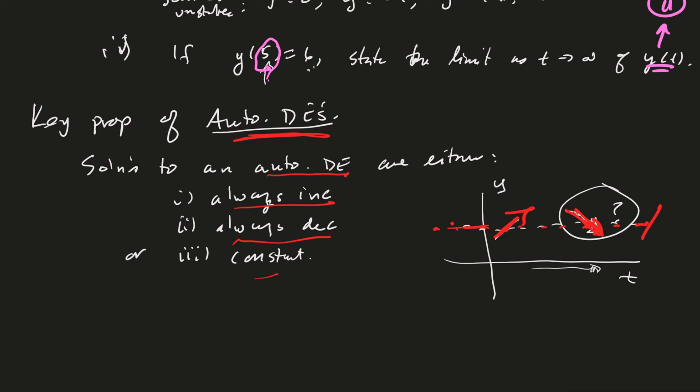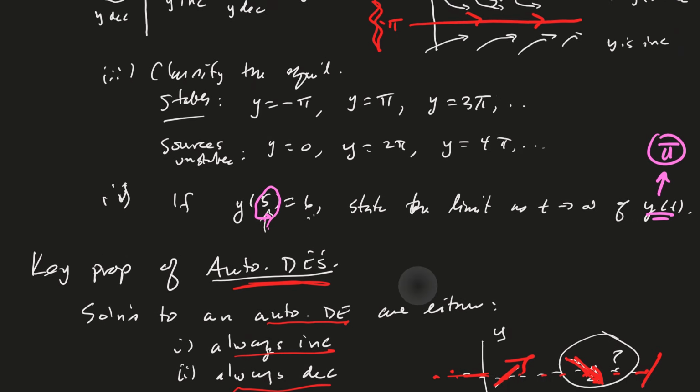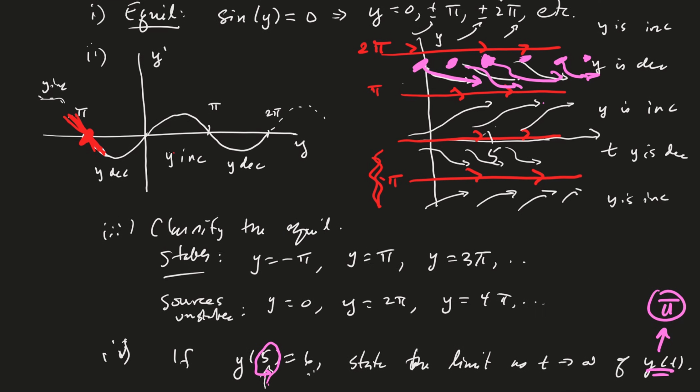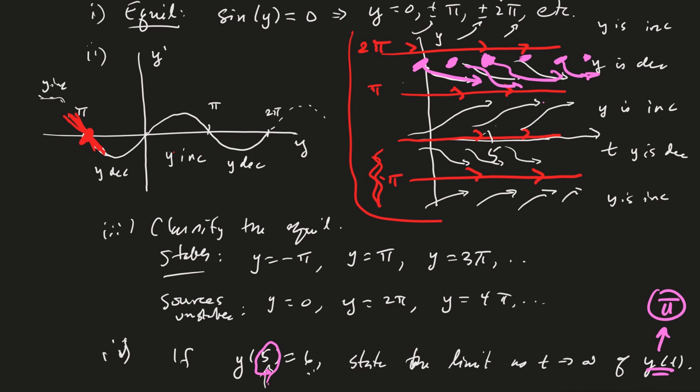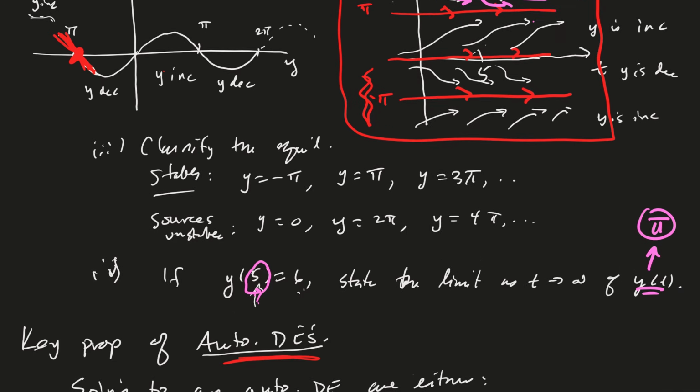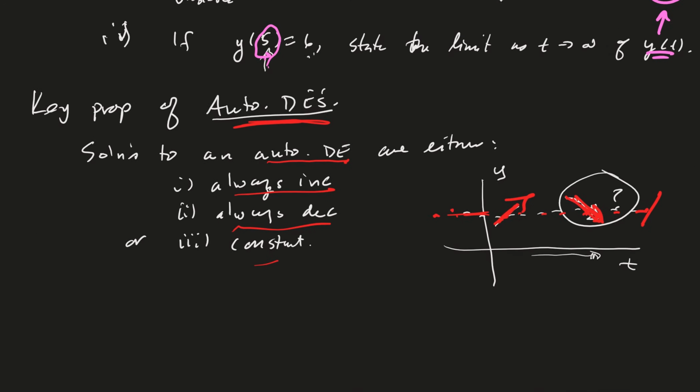Therefore, that's why solutions to an autonomous differential equation are either always increasing, always decreasing, or constant. Okay, so that's kind of an important thing to realize. In fact, you could come up here and notice that all of our solutions in the direction field are always increasing, always decreasing, or constant. Okay, good. So that's a key property to remember.